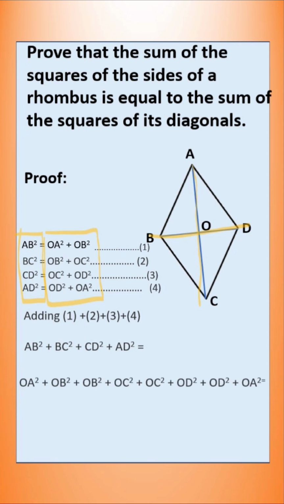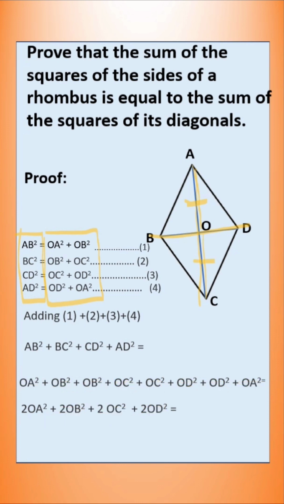Careful in writing. Now let us convert here. Observe that two OAs are there. So we have written 2 OA square, 2 OBs are there, 2 OB square, 2 OCs are there, 2 OC square, 2 ODs are there. So 2 OD square, that is equal to what we have to do now. Observe OA and OC. OA is equal to OC, isn't it? We have been given diagonals bisect each other.